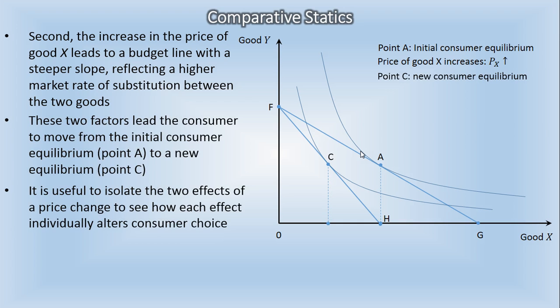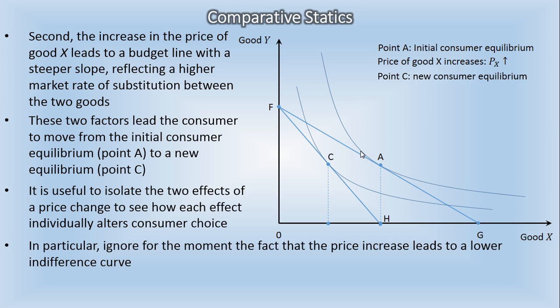Now, it's useful to isolate the two effects of a price change to see how each effect individually alters the consumption choice. So in particular, ignore for a moment the fact that the price increase leads to a lower indifference curve. We're going to say, what if the consumer can be compensated with more income in order for the consumer to be as well off as they were before, and therefore be able to consume on the old indifference curve, have the same level of utility, even though there's a different market rate of substitution now.